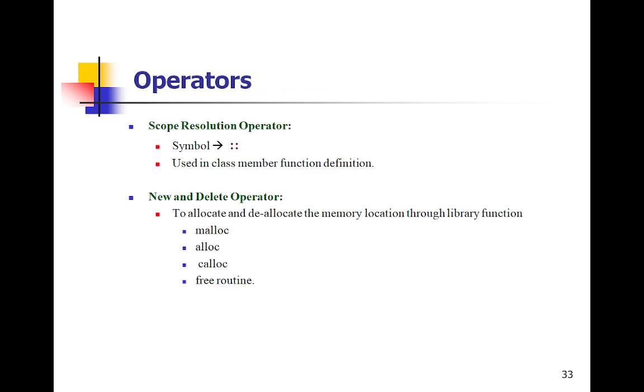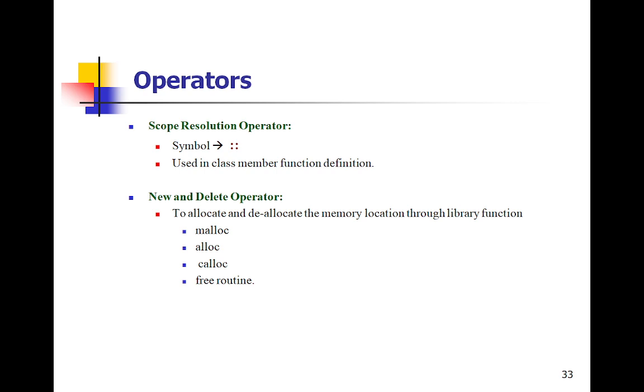Then the next one is operators. The operator is the scope resolution operator. We use the double colon symbol. It is used in class member function definitions, where if you want to create any specific member functions within your class, by using that scope resolution operator only we can access it.